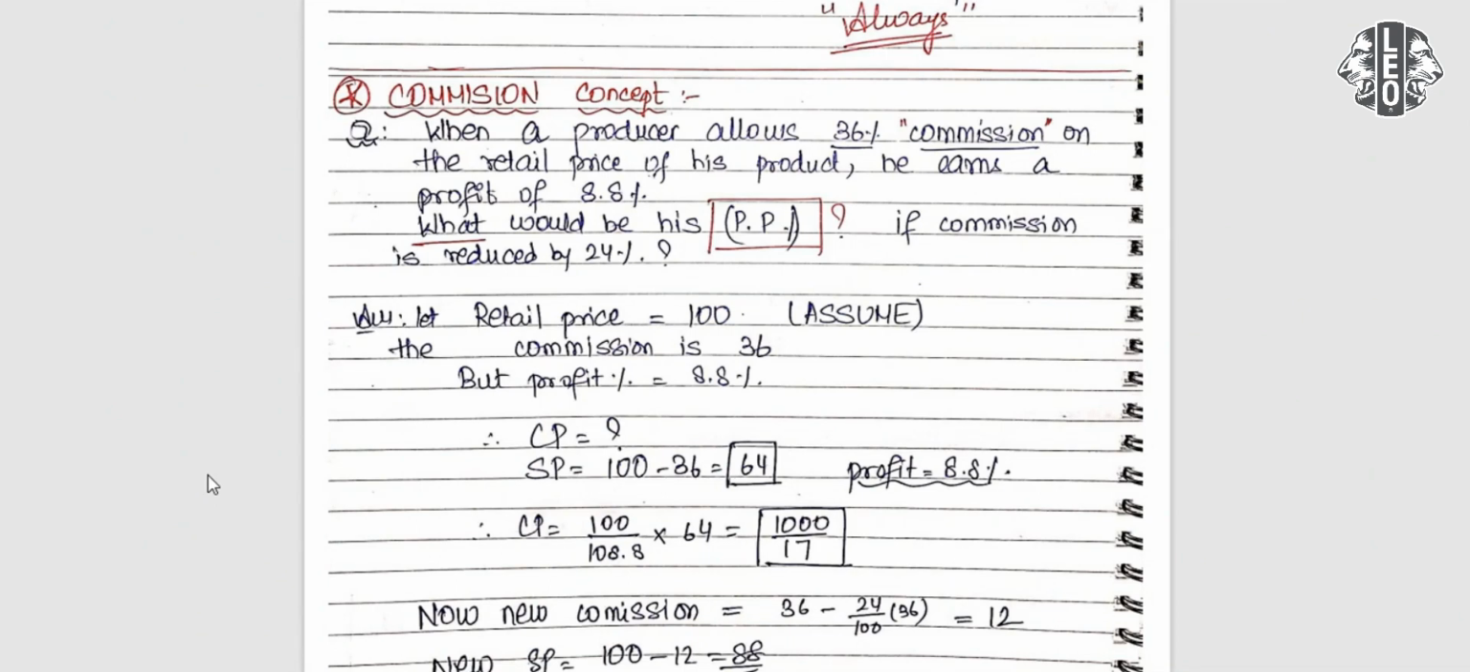Let us assume the retail price is 100. Then what is the commission? Commission is 36% of the retail price, so 36 rupees is the commission. Now profit is 8.8%.